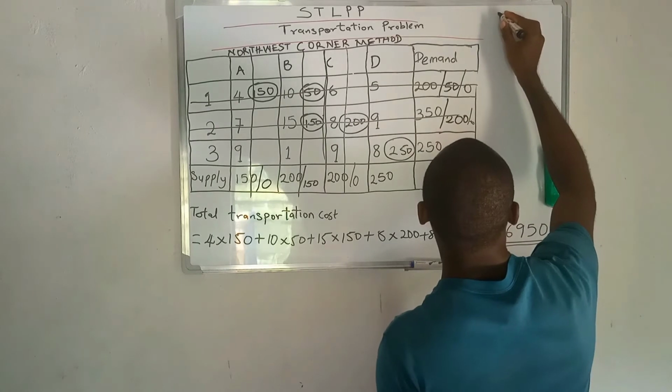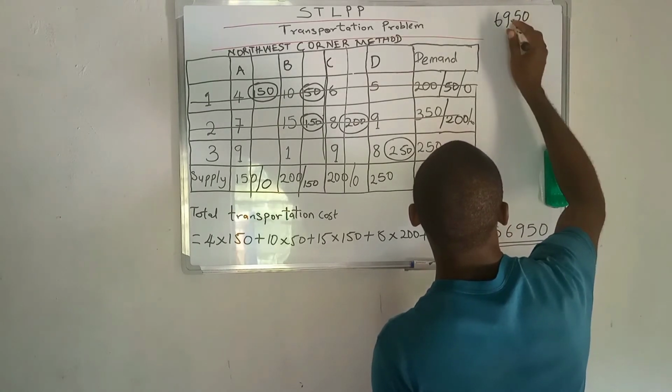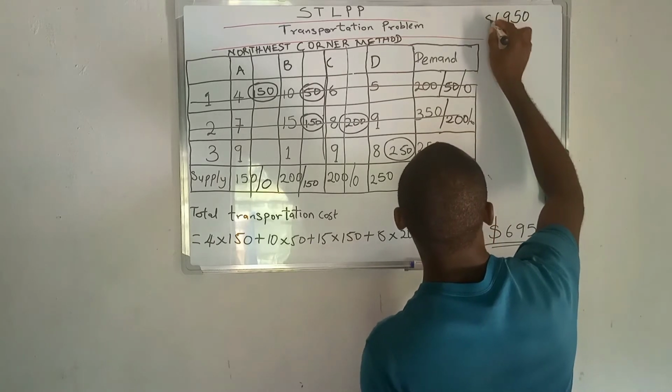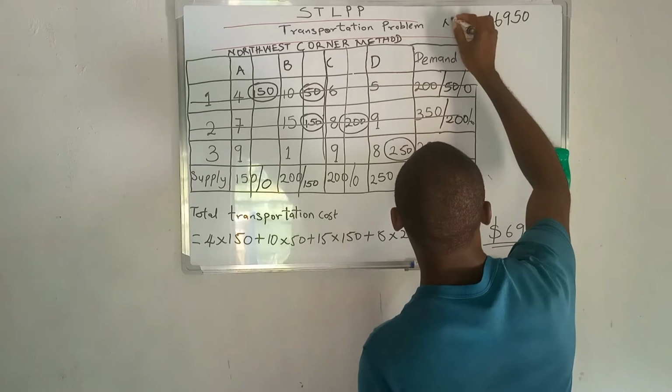We have 6,950, that is using the northwest corner method.